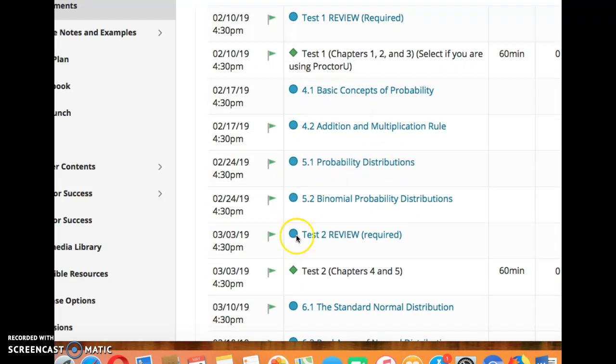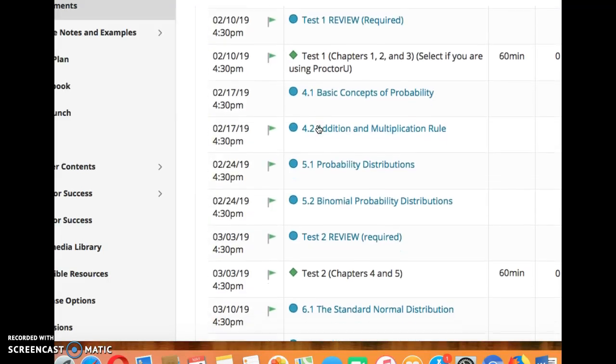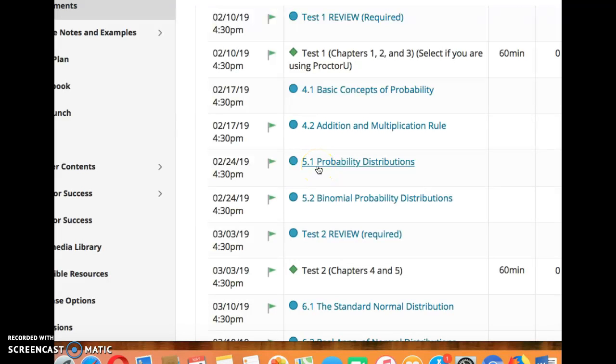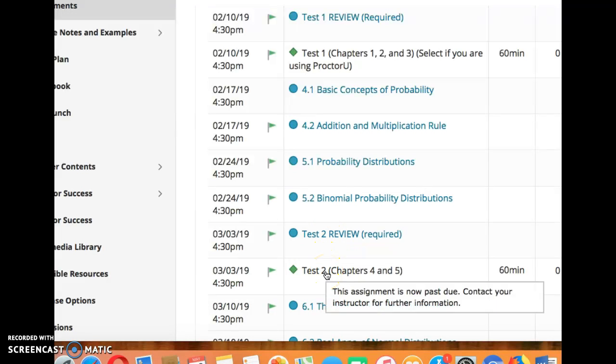Chapter 4 and 5 deal with probability. We will begin with basic concepts of probability, being able to calculate and interpret probability. Then we will move on to the addition and multiplication rule. In Chapter 5, we begin talking about probability distributions. And from there, we move on to binomial probability distributions, which is a specific type of probability distribution. Then we have Test 2, which covers Chapters 4 and 5.